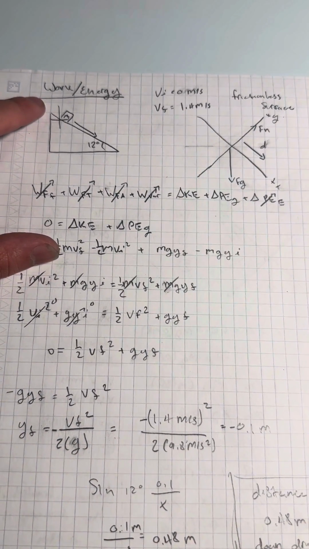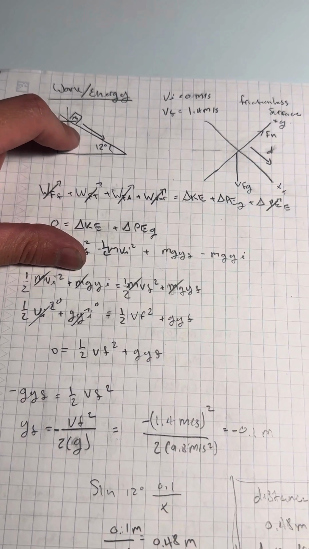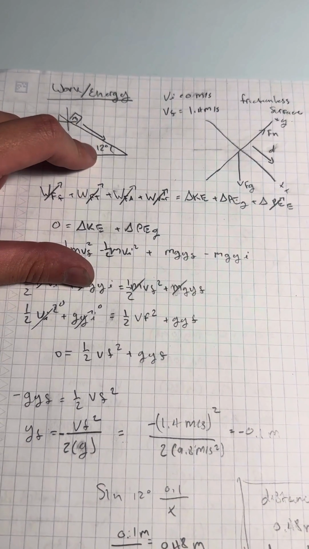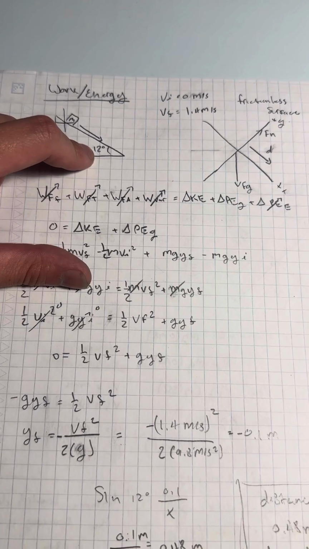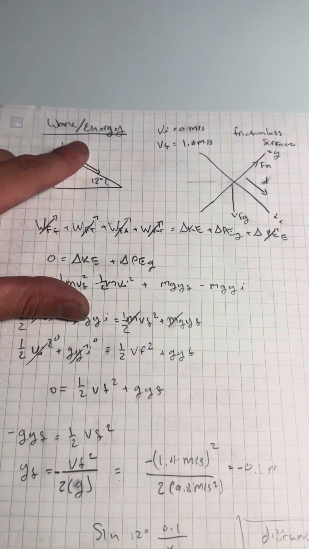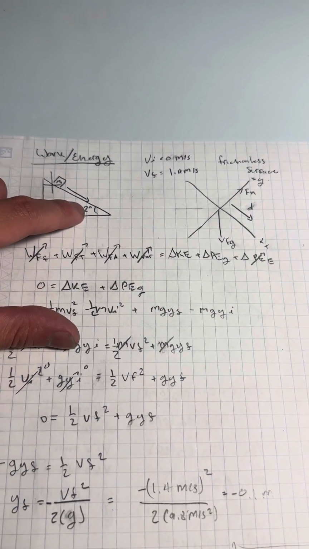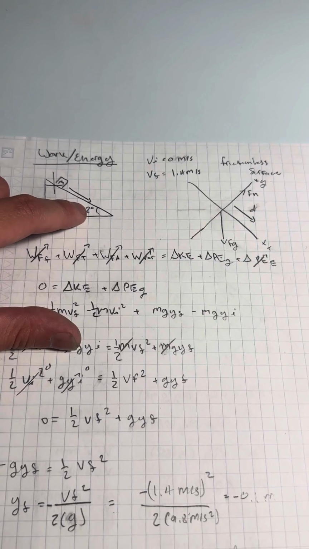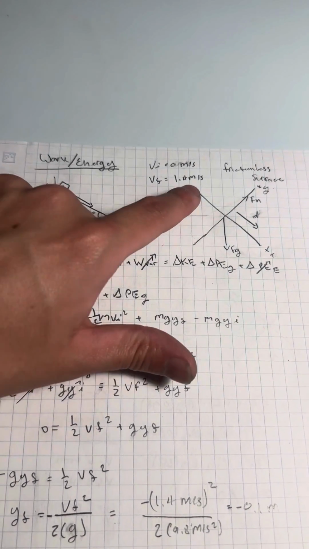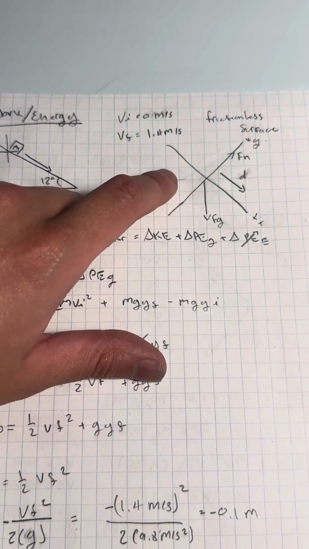In this problem, we are asked to find the distance that a block travels down a frictionless incline with an angle of 12 degrees to the horizontal using work and energy. The block starts from rest, and its final velocity after traveling a distance is 1.4 meters per second. First, we'll start by doing a free body diagram of the object.